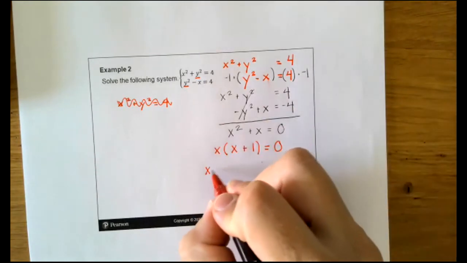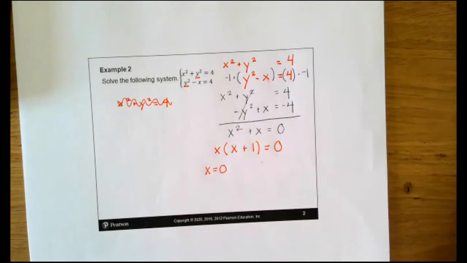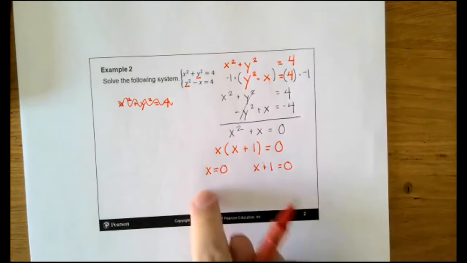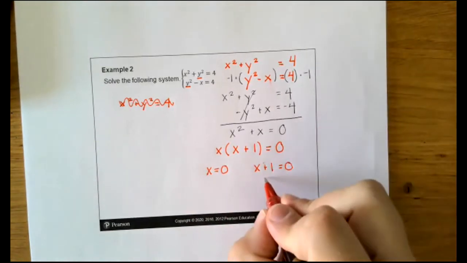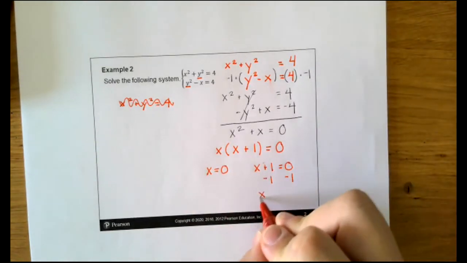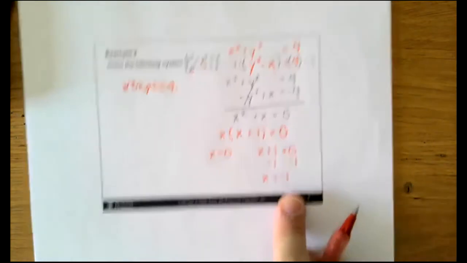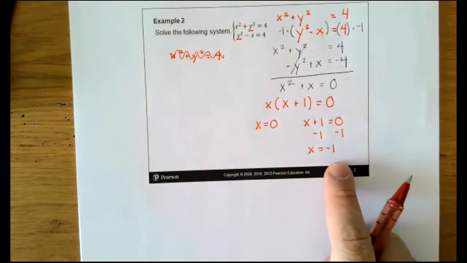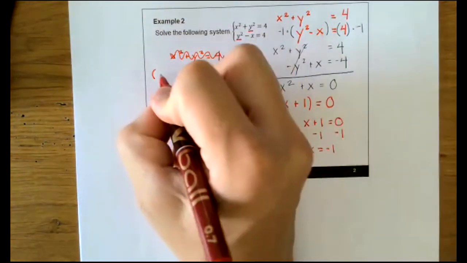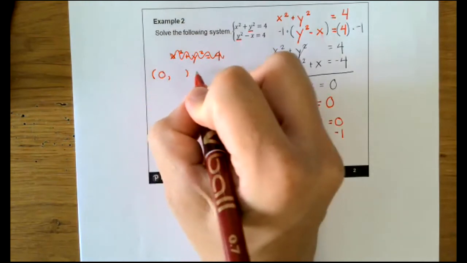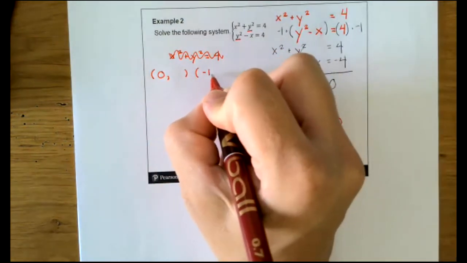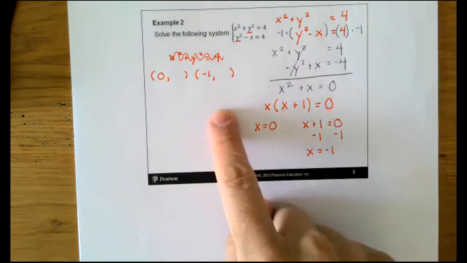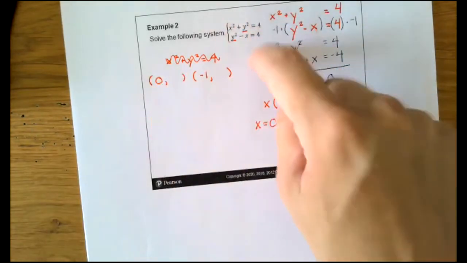Now we just say x is set equal to 0, and then x plus 1 is set equal to 0. So obviously that means x is 0, and for this one we subtract the 1, so x is -1. For this system, we have x is 0 and x is -1. I'm going to put them over here because we still need to find our y: 0, comma, y and -1, comma, y.